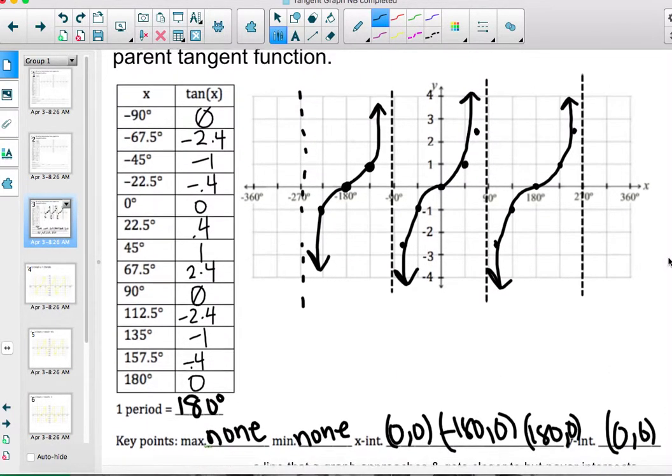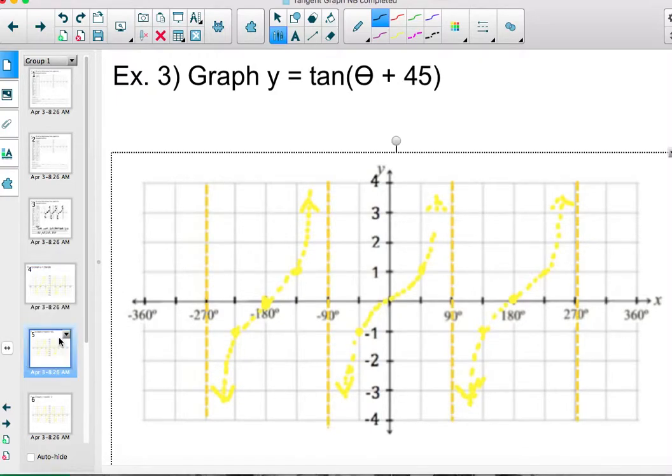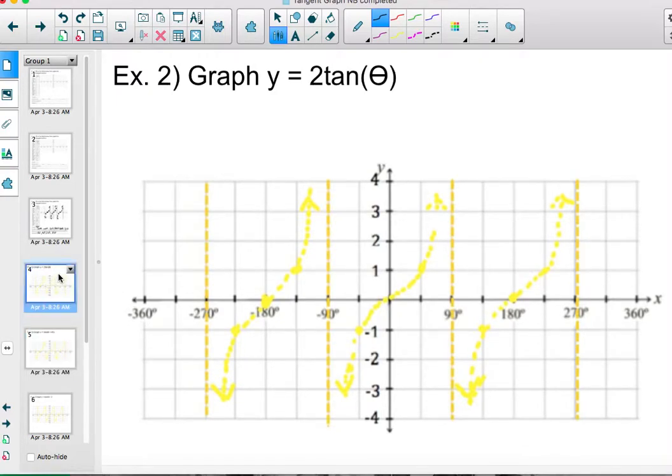Okay, so now we are ready to start looking at transformations. So example 2. The very first thing that we want to do is sketch our parent graph just like you did for sine and cosine. Okay, so go ahead and hit pause right now and get your parent graph put in with dotted lines like this.